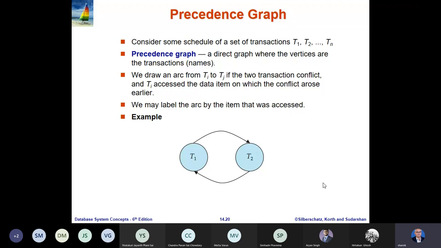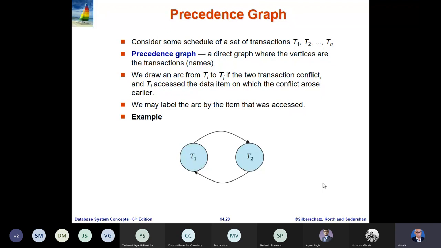Or T2 has a write Q before T1's read Q, then also I will draw an edge. Or T2 has a write Q and T1 has a read Q, then also I will draw an edge. Now, of course, this Q could be P, Q, R, X, Y, Z, whatever. Okay, and they could be reading many such.